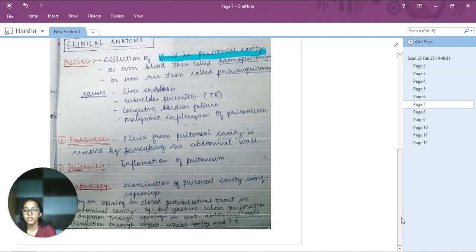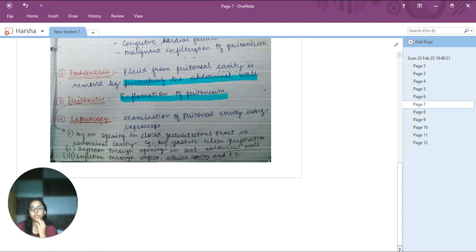Then the second pathology involved is paracentesis. Paracentesis is basically a type of intervention, or a type of procedure, used to remove fluid from the peritoneal cavity by puncturing the abdominal wall. So in order to remove this fluid in case of ascites, a puncture is made in the abdominal wall and this process is done. That is known as paracentesis. Then next is peritonitis. Peritonitis means inflammation of the peritoneum. Whenever the term itis is involved, it is for inflammation. So inflammation of the peritoneum is known as peritonitis.